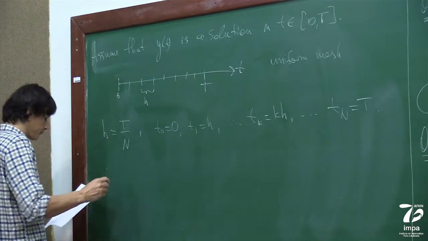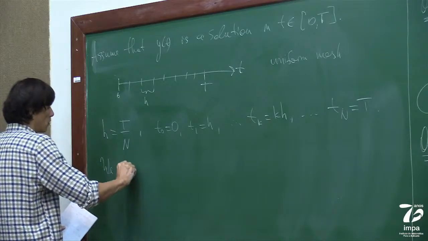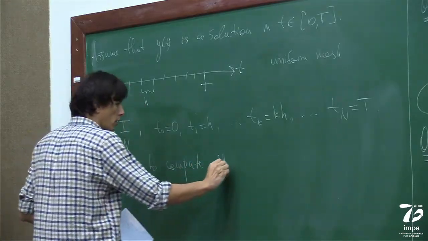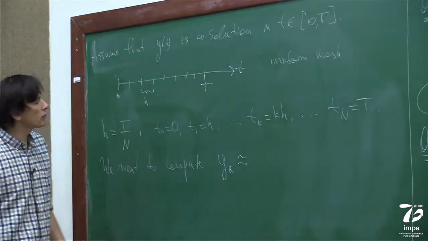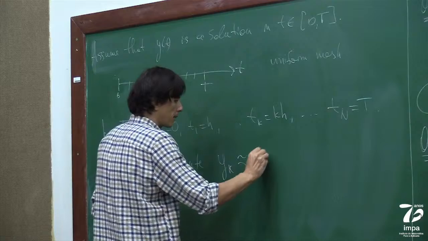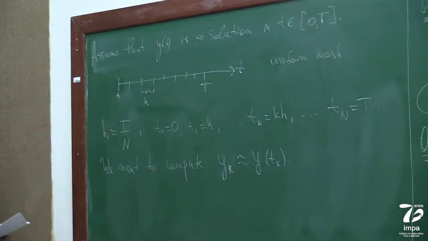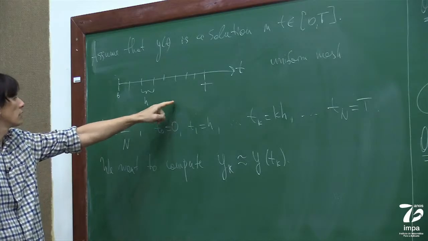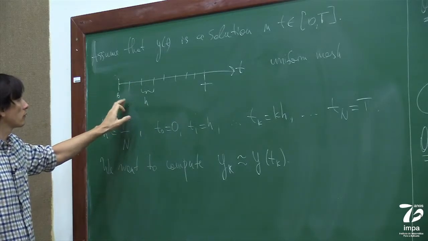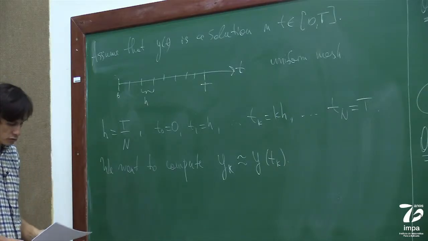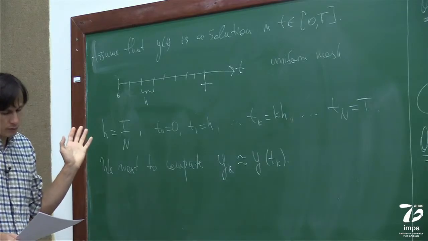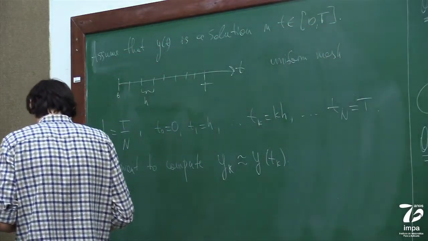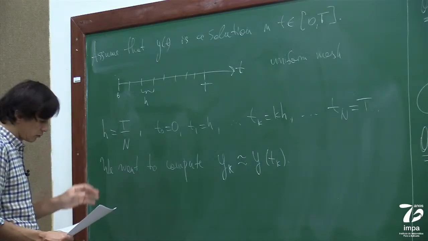So we take this uniform sequence. We want to compute the solution yk, which will approximate the solution at each time. So this is what we want. We put a sequence of uniformly spaced points, and we want to compute numerically the value of the solution at each point. So far we consider a uniform mesh, but it's not necessarily uniform. It also can be adaptive, but we talk about this later.